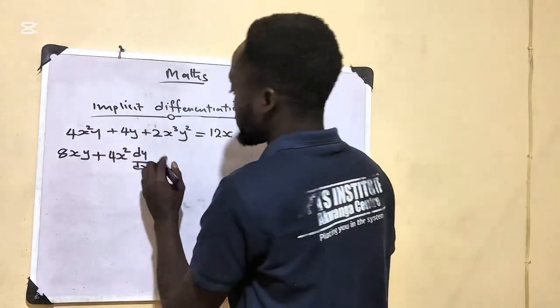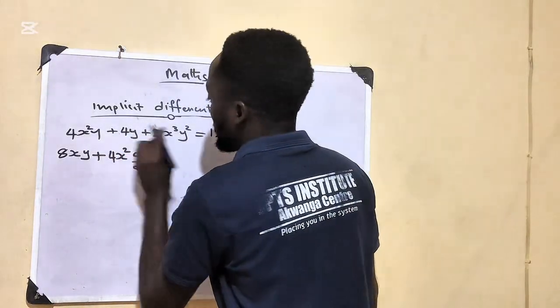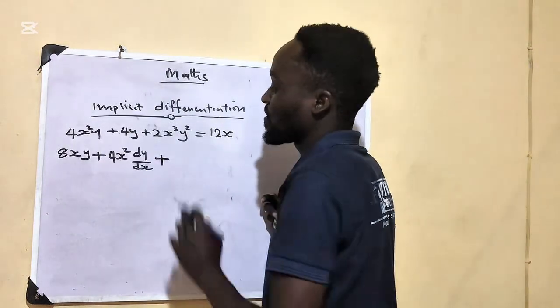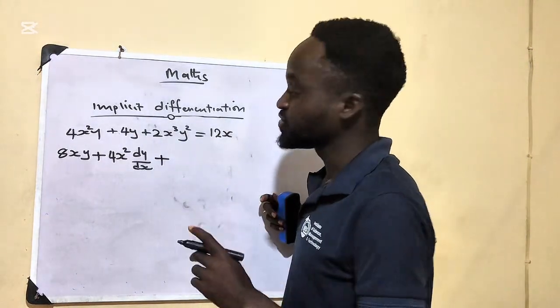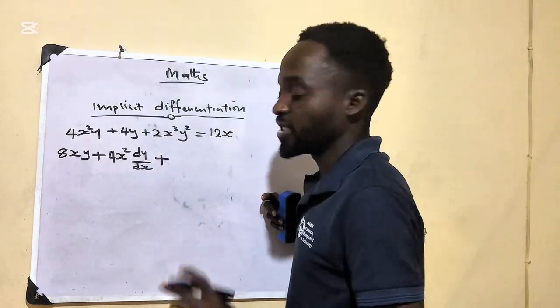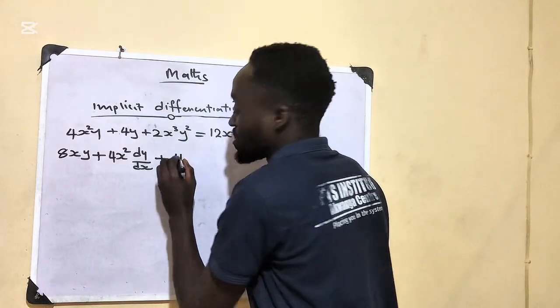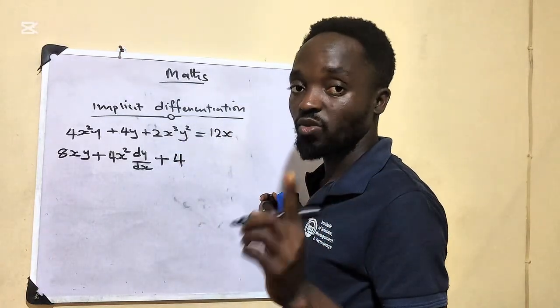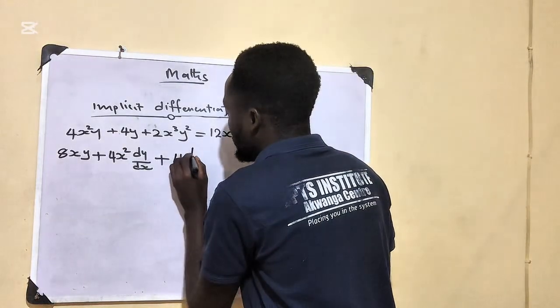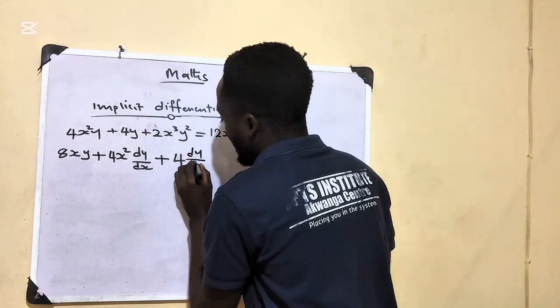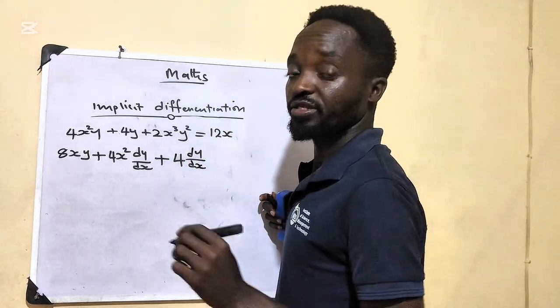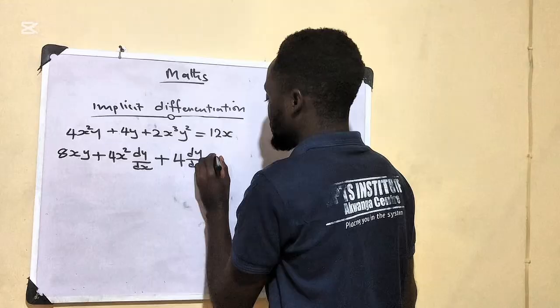So I'm going to move to the next one, which is plus 4y. Now I'm going to differentiate 4y again. If I differentiate 4y, it's just going to become 4. Okay, so this is just going to be 4. But because I differentiated with respect to y, I'm going to also put dy/dx. Understood?